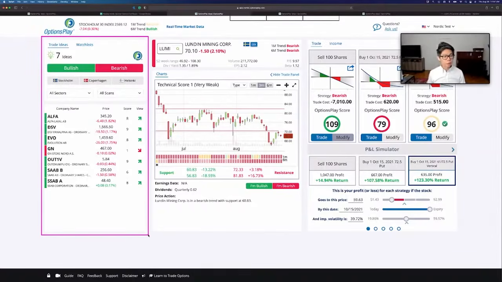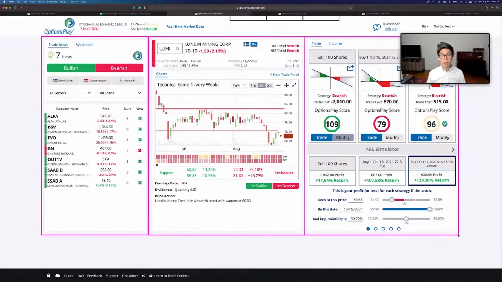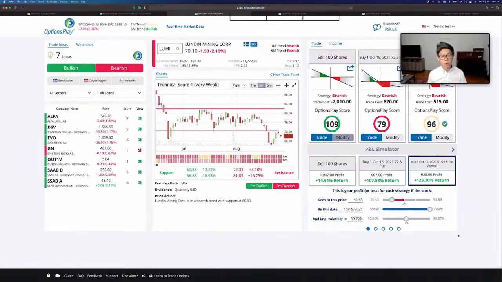You have trade ideas and watch lists on the left-hand side. In the middle, we have our security analysis panel. And on the right-hand side, we have trading and income. These 3 panels are what we call the what, why, and how of options trading. Because when you start your day, you want to know, what symbols should I pay attention to?